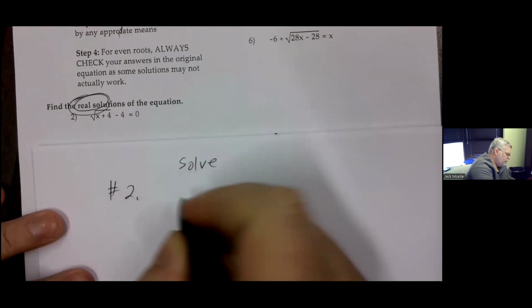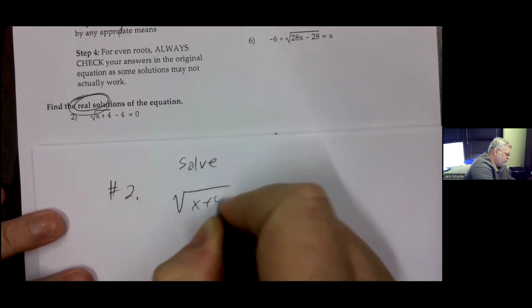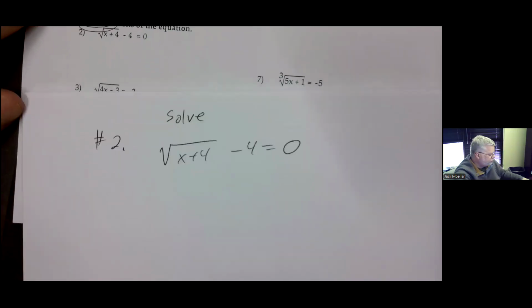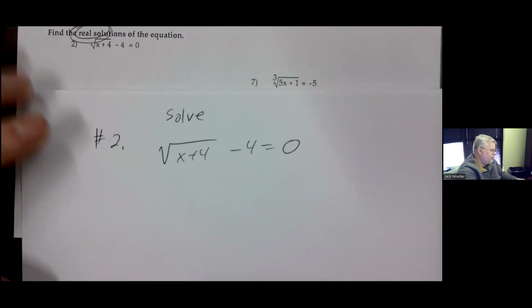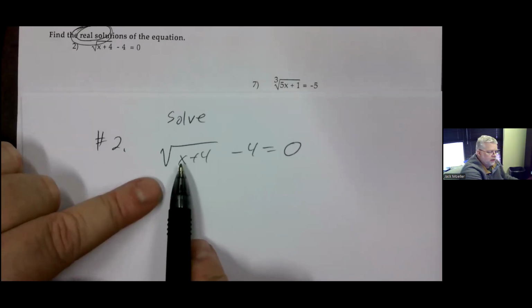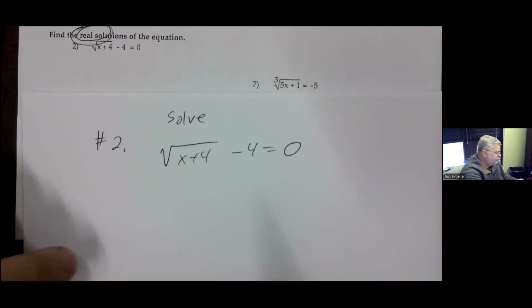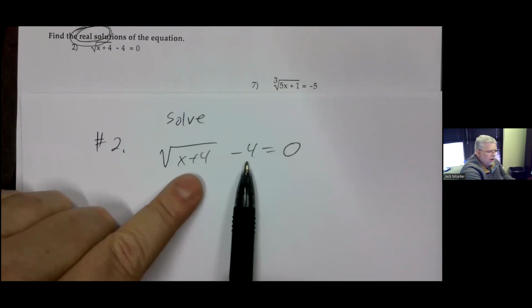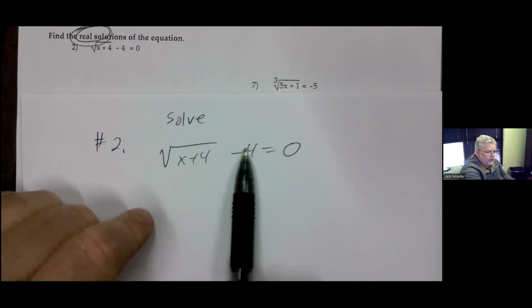Let's start number 2. We're going to solve the square root of x plus 4, minus 4, equals 0. Well, our goal is to get x equals. That x being inside the square root is a problem. Just a couple of things to watch out for. Can we add the 4 and subtract 4 and say that's 0?